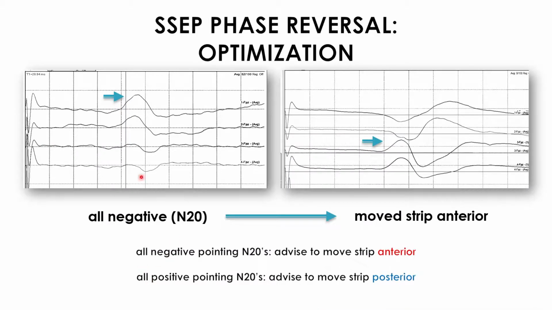What happens when you see this? These are all N20s and they're all pointing the same way. If they're all negative, meaning they're all on the sensory strip, we need to move the strip forward or more anteriorly until you see that phase reversal right here. So here, all those contacts were on the sensory strip. We simply move it anterior. And then the opposite is true as well. If they're all positive pointing, then you need to advise them to move the strip posteriorly. If you're not getting a response at all, sometimes you have to move the contacts laterally as well. It's not always an exact science. Remember, these patients' anatomies are distorted.